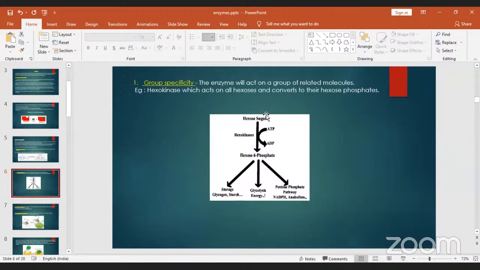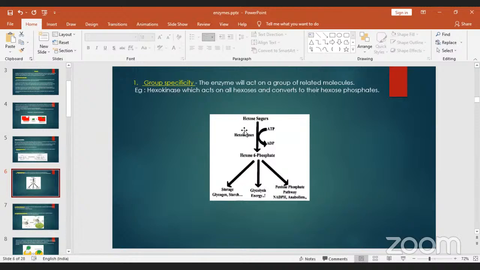Hexokinase acts on hexose sugars. These hexose sugars convert into hexose phosphates. One goes to glycogen and starch, and the others go to the pentose phosphate pathway and the glycolysis pathway. During the glycolysis pathway, energy is liberated.